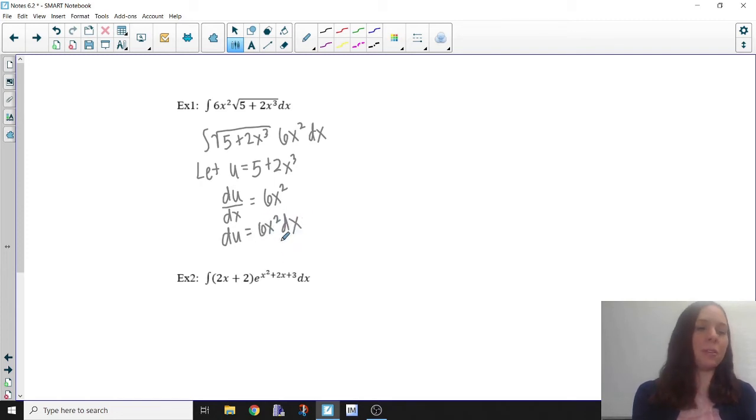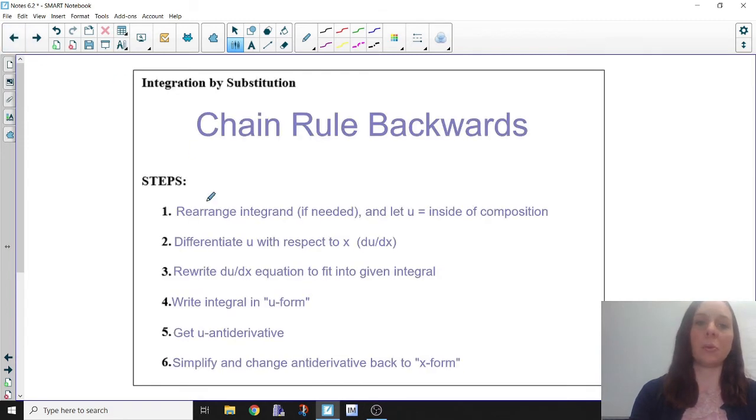And this beautiful thing happens where this 6x squared dx comes out of that equation, and it tells you it's all going to change to du. Okay, so in the steps that we have listed here, we just did steps 1 through 3.